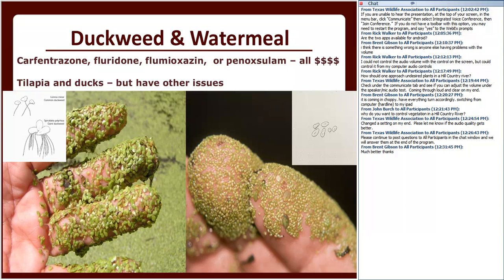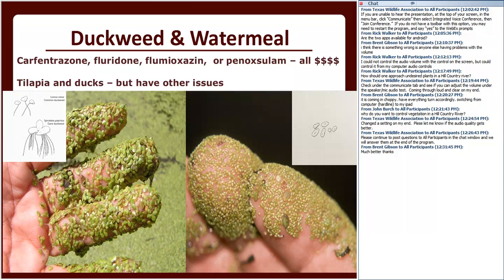Also, by using fluridone or carfentrazone in repeated years, that's actually your best chance of eradicating these plant species from your pond permanently. It is difficult to do, but it can be done, and you have to keep up with the treatment.